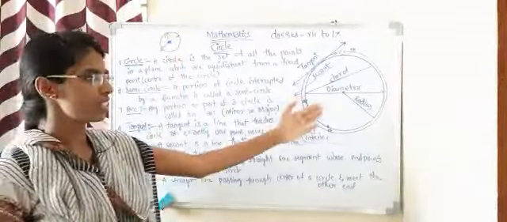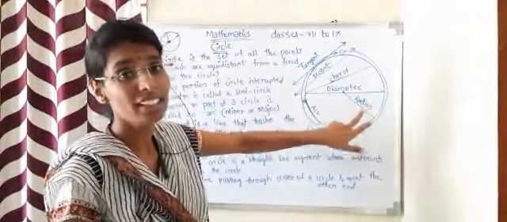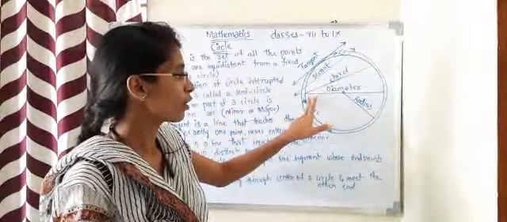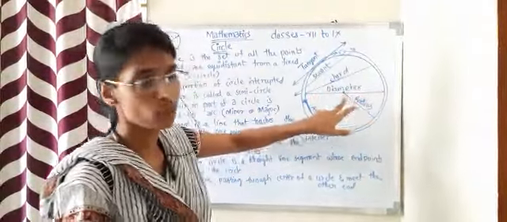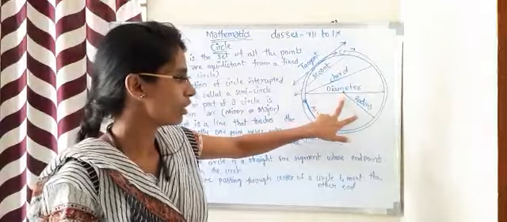Now we have different parts in a circle. From the center of the circle to any point on the outer surface is called a radius. And from one point to the other point, passing through the center of the circle, is called the diameter.